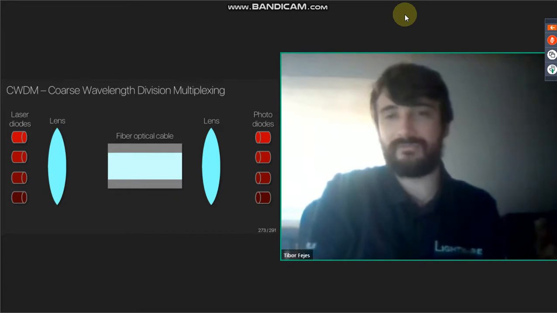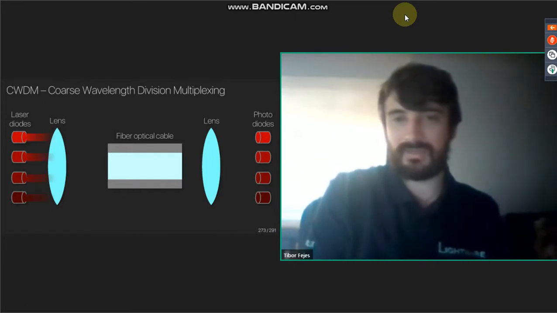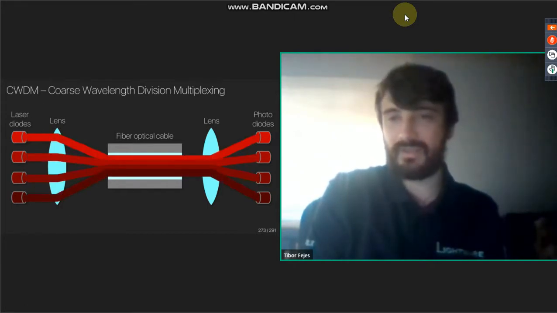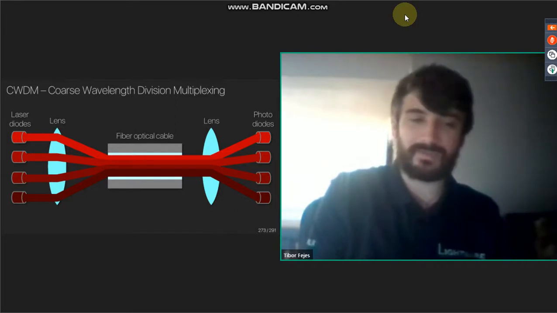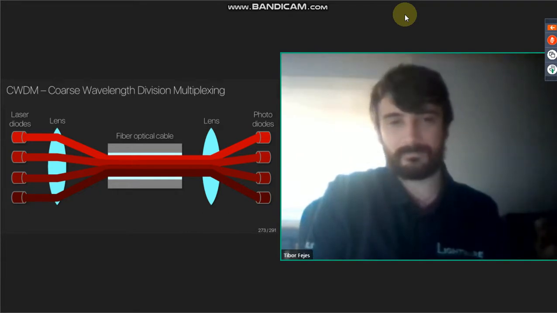So as an example, here we have 4 different laser diodes, each tuned to a specific wavelength or color. And we take light from these 4 laser diodes, direct them all into the same optical core where they become mixed. All we need to do at the receiving side is separate them with the appropriate photodiodes. Because different wavelengths refract different amounts, when you send them through lenses, they come out separated.